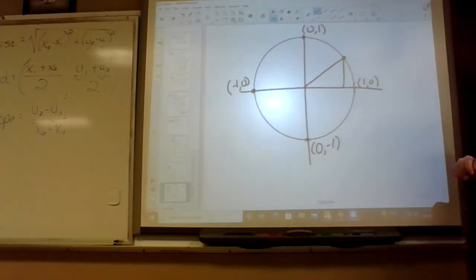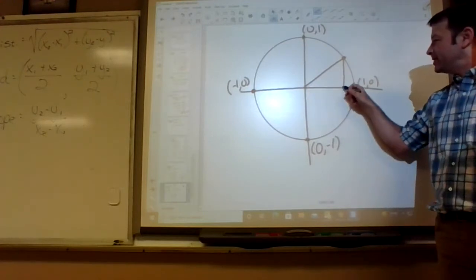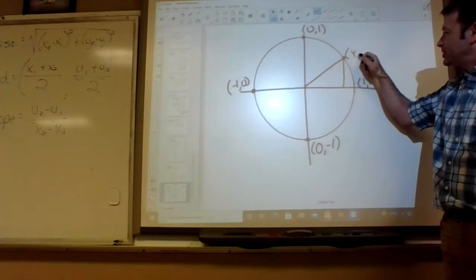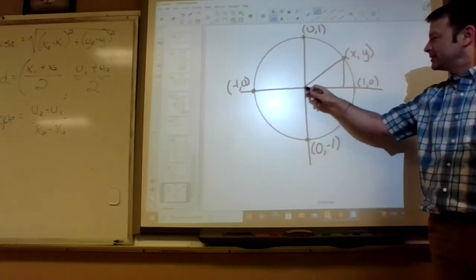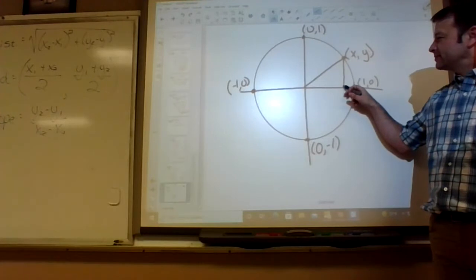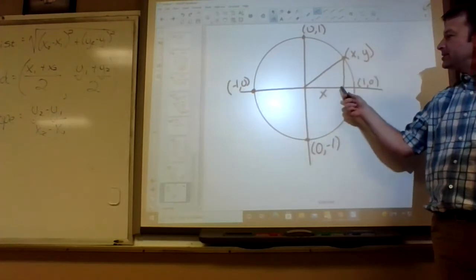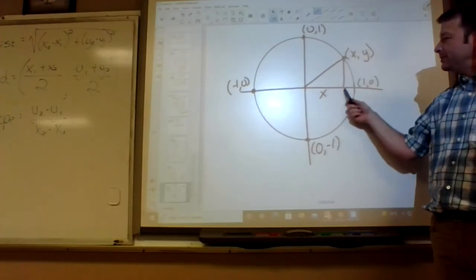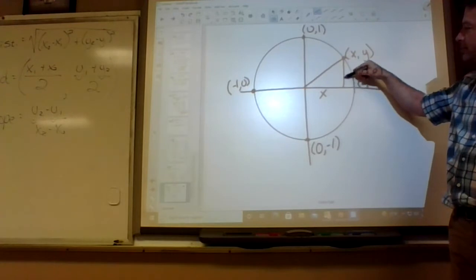Alright, so from here to here, let's say this point is called xy. From here to here, how long would that be? 1. And from here to here, x long, because this is the x coordinate, basically. So this is the length of x. And what is the one here? How long would this be? y.